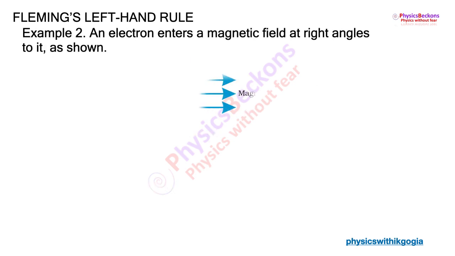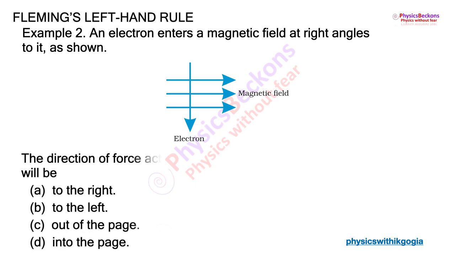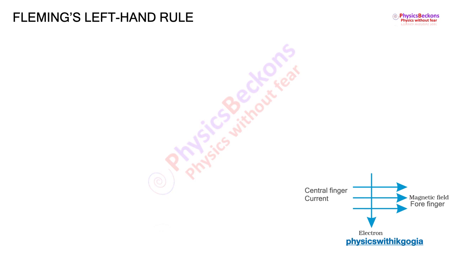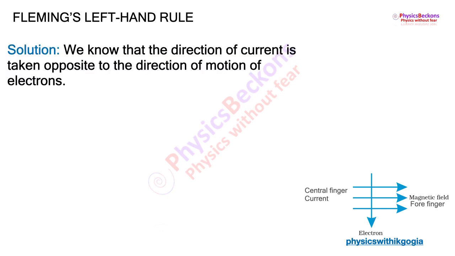Let us take an example here. You have an electron entering a magnetic field at right angle to the direction of the field. See the diagram. The direction of force you have to find out. Various possibilities are given for the direction of force, and we have to choose the correct option. Recall that the direction of current is opposite to the direction of motion of the electrons. Here the electron is moving downward, therefore the current will be flowing upwards.